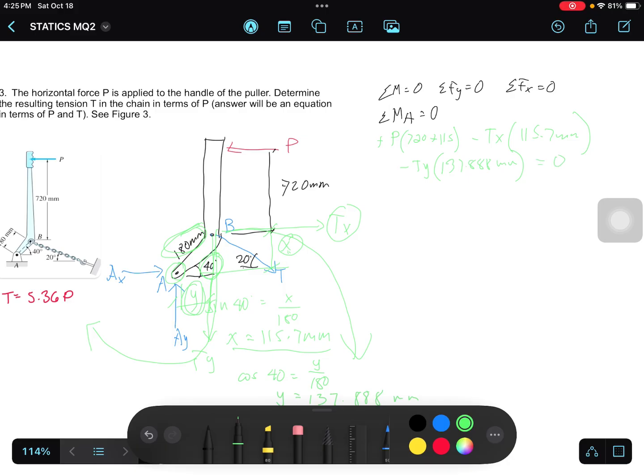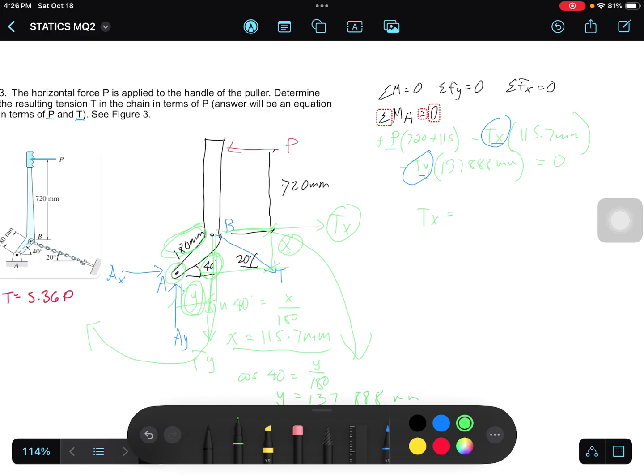So, equal to 0 na tayo. So, kung titingnan ang equation, tatlo ang variables natin. It's P, Tx, and Ty. And sabi nga dito, answers will be in terms of P and T. So, let's express this Tx and Ty in terms of T.